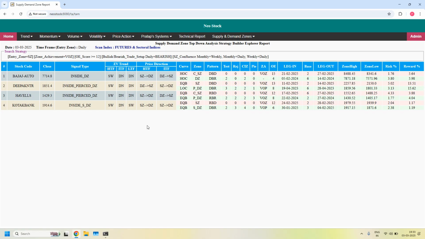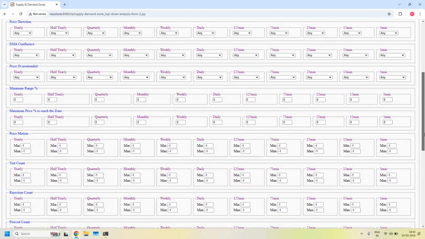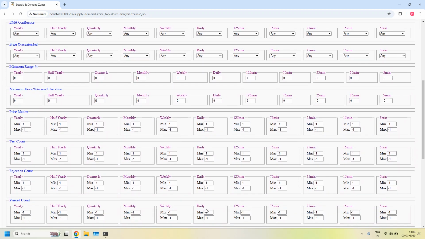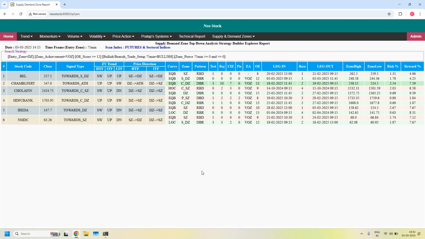Next, we will generate weekly income trade reports. First, weekly income trade bullish trade setup, entry time frame 75 minutes, entry zone, demand zone. Bullish or bearish trade setup at 75 minutes, I am selecting bullish, zone achievement VOZ, minimum odd enhancer score 12, and the third filter, 75 minutes demand zone should not be pierced. So pierced count at 75 minutes, minimum value I am selecting 0, maximum value 0. With all the 3 filters, we got 6 stocks.